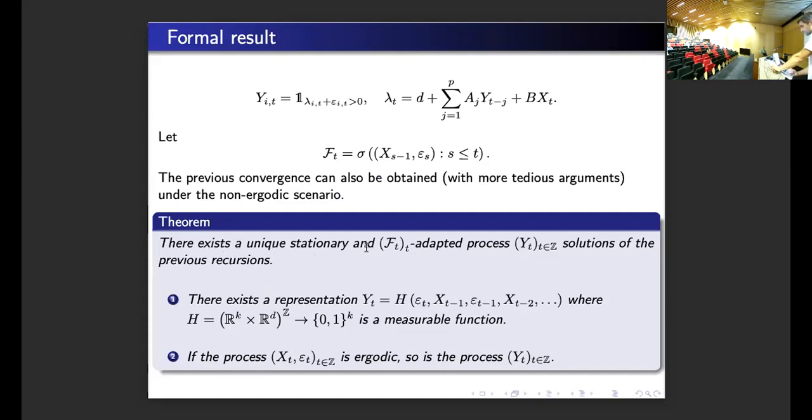There exists a unique stationary and F_t-adapted process, solution of this recursion. You automatically have what we call the Bernoulli shift representation of the solution, in terms of the present and past values of the noise and past values of the covariate. From this representation, when the process is ergodic, you also obtain the ergodic property of the Y process. So this solves the problem of finding a stationary and ergodic solution for this type of dynamic.